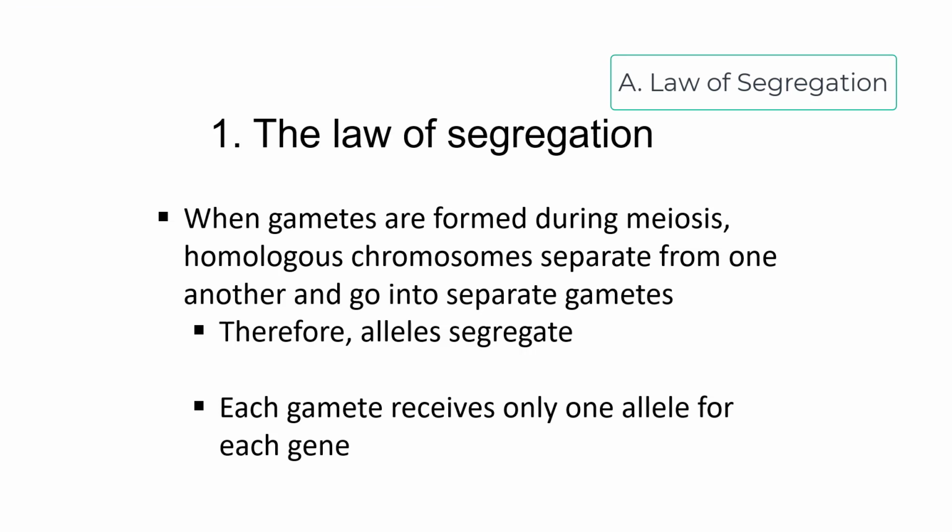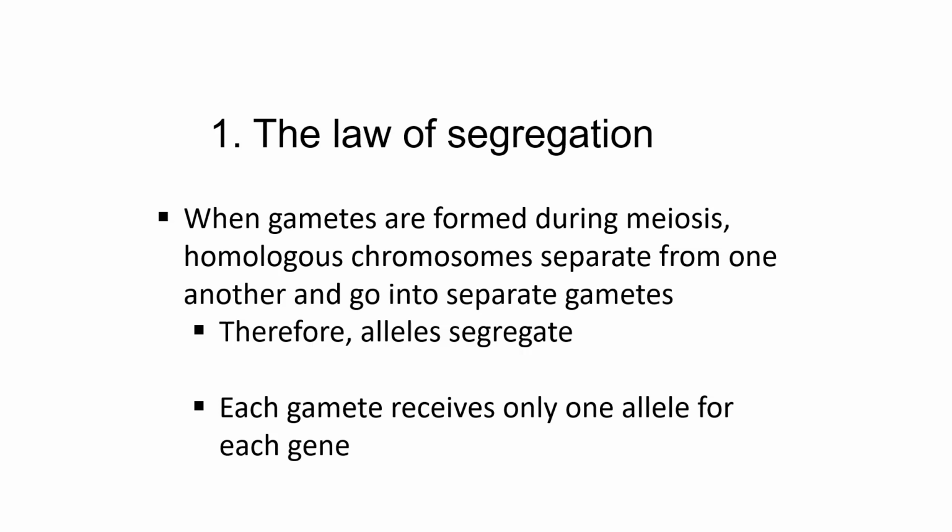When gametes are formed during meiosis, your homologous chromosomes are going to separate from one another, and they're going to go into separate gametes. This means alleles are going to segregate, and each gamete is going to receive but a single allele for each gene.